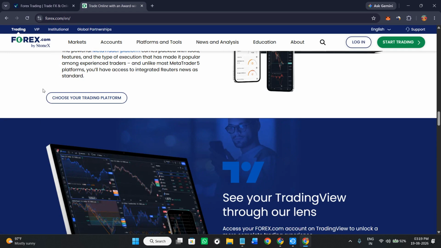forex.com has the edge. So forex.com versus Oanda doesn't have one universal winner. You can compare the pricing model, spreads, platforms, and currency pairs that you actually plan to trade before choosing your broker.